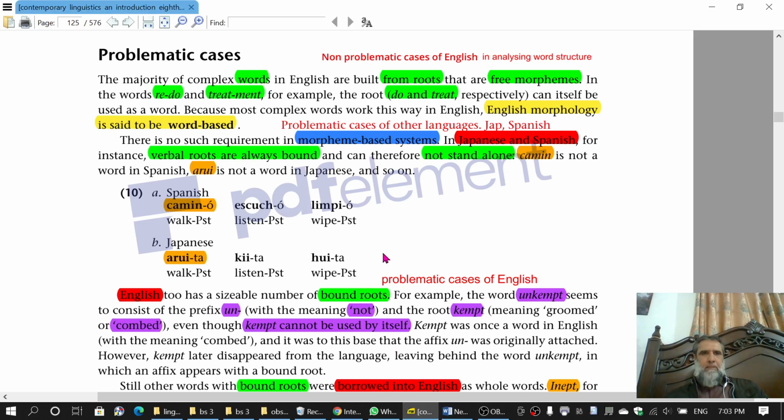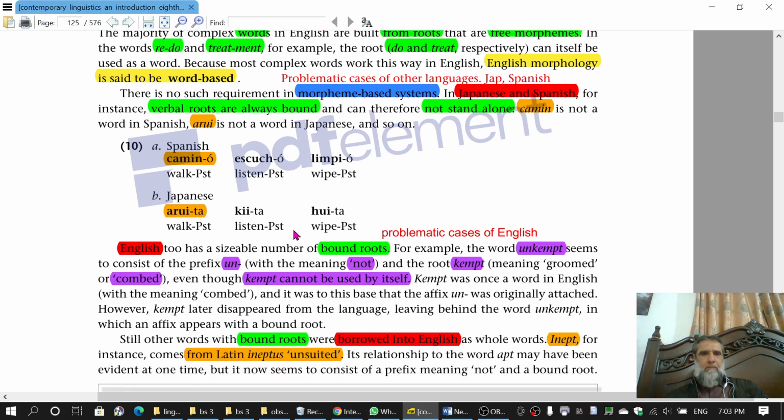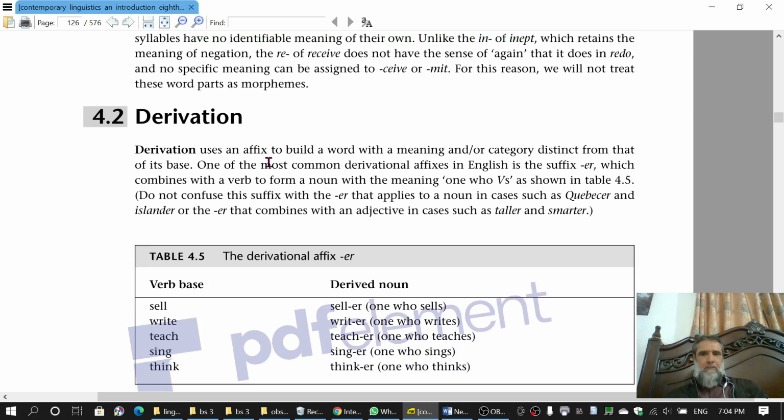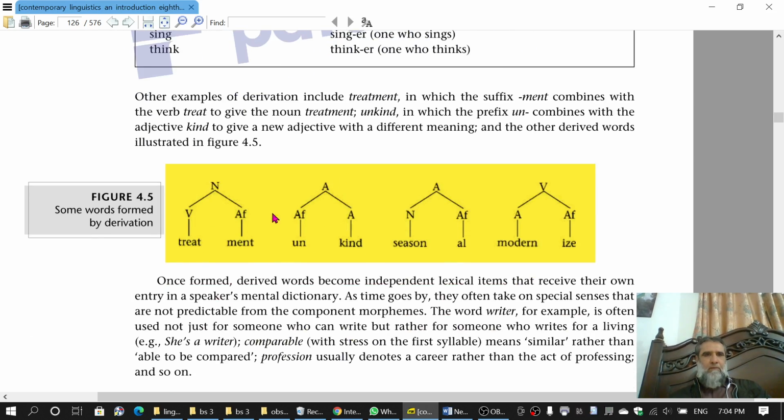In the previous lecture, we discussed some problematic cases, and then comes the topic of derivation. But we are not doing derivation from here. I have already shared with you the derivation topic which we did from Yule, and you can learn it from there. However, this diagram is important, and you can include this diagram in that lecture from George Yule.